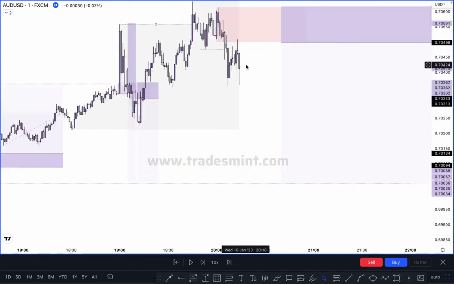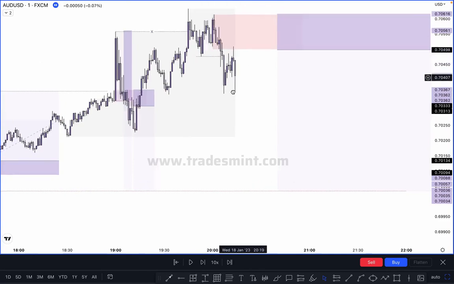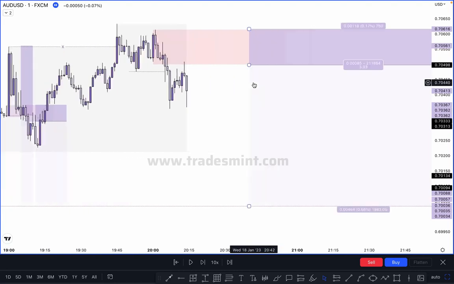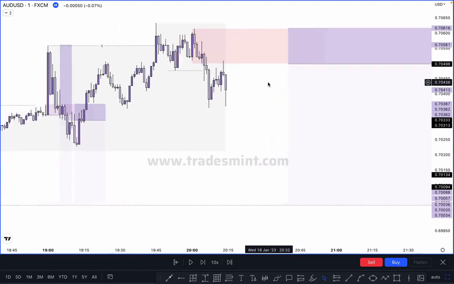So what happened here? You can see this candle mitigates this order block, and where is our unmitigated order block in this case? First of all, you have to check where is our proper imbalance and which criteria you should follow before the buy or sell.